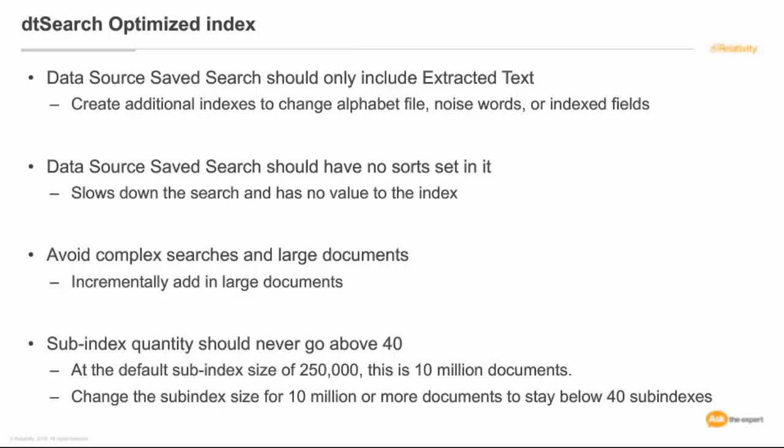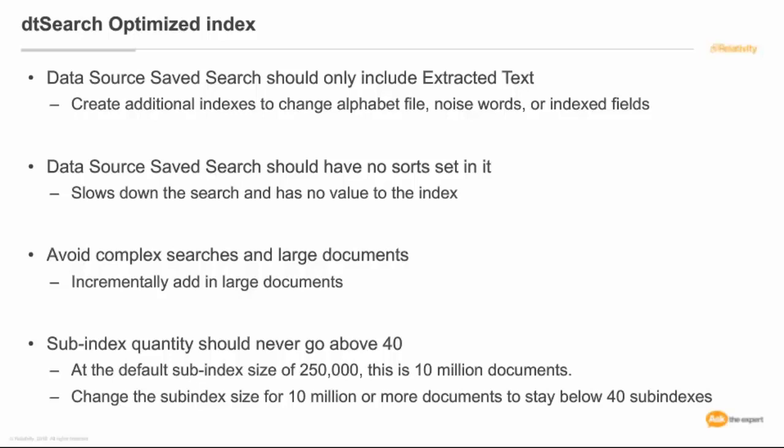Also, large documents with authored content fields that are indexed can significantly impact the speed of your build. So for example, if you're building a dtSearch index with just the extracted text field, double check the size of this field by sorting by the largest documents. If there are many large documents, then your build is likely to take longer.